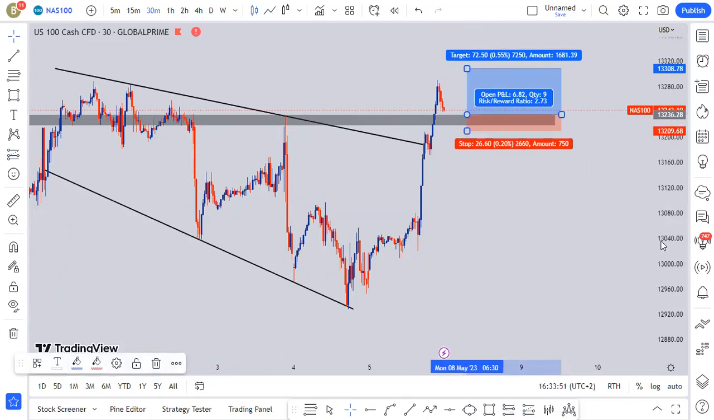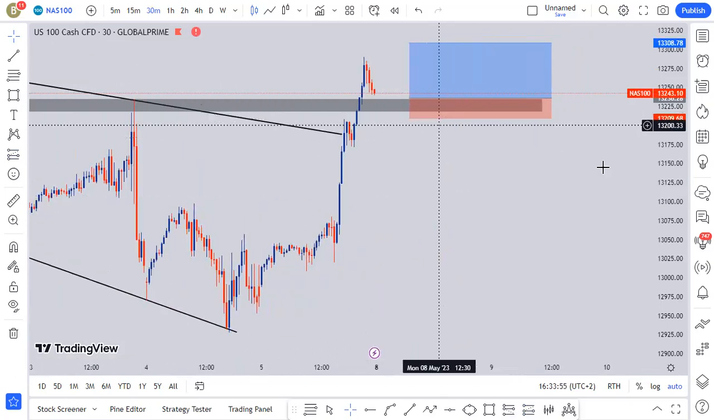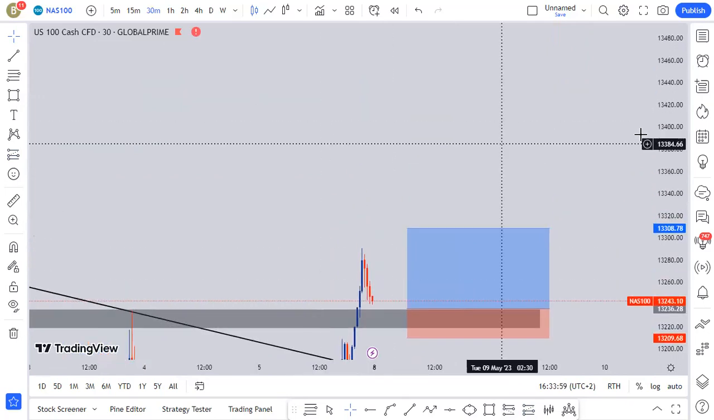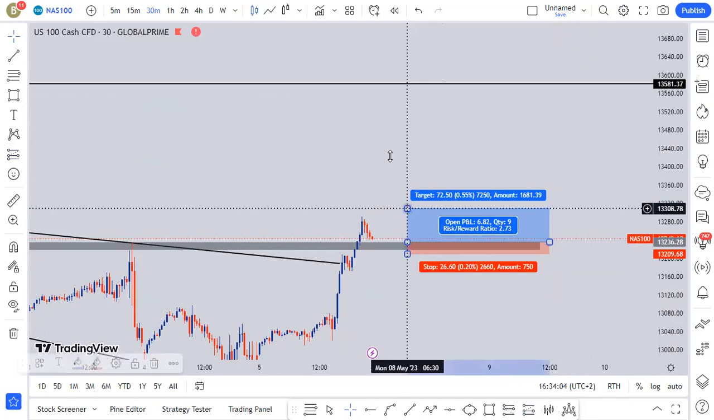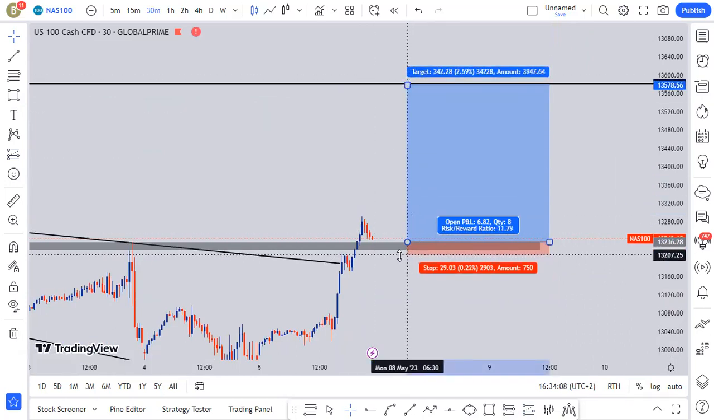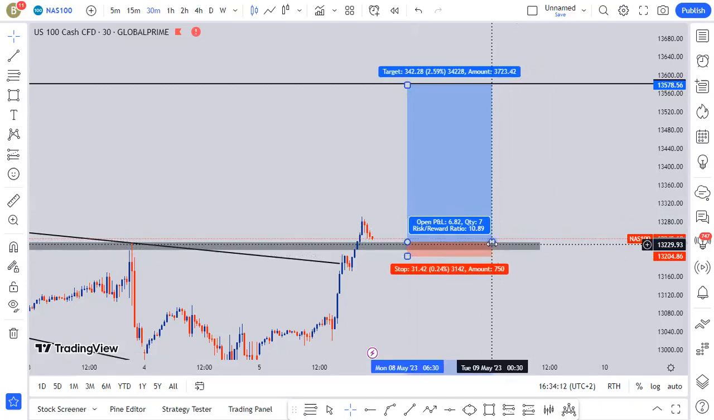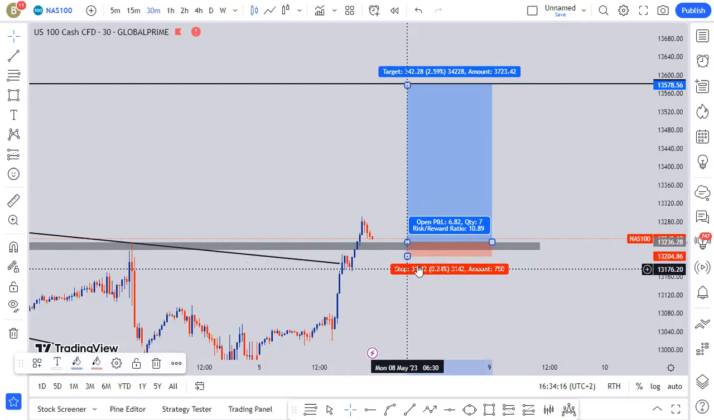If I get any kind of rejection from this level, I would buy and my stop loss would be somewhere in here, and my take profit would go all the way up there. Stop loss somewhere in here, giving me a 1 to 10. But I wouldn't recommend trading like this because it's a risky entry. The market could go a bit lower.